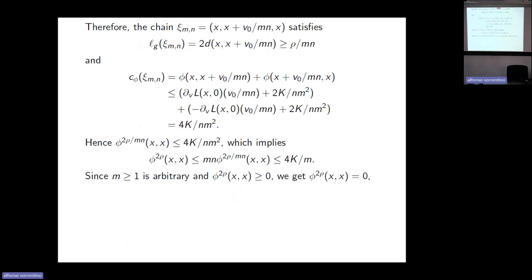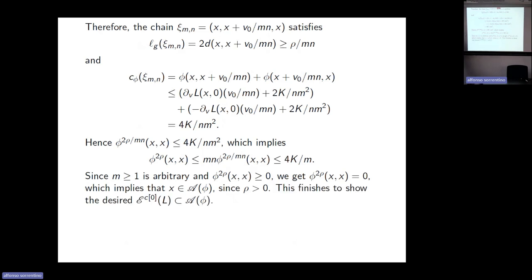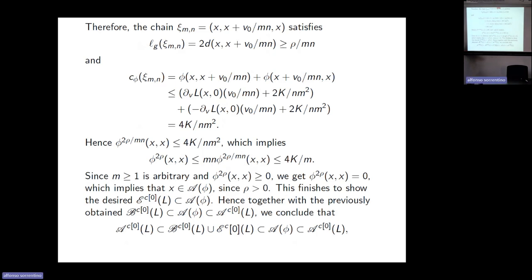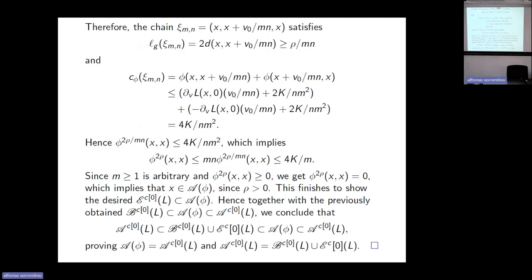Now, m is arbitrarily larger than 1, and therefore, because you know this quantity is non-negative, it's bounded by something which goes to 0, so you get that this quantity is 0. So this implies that x is in the Aubry set of phi. So this phi has to show the desired inclusion, and we conclude that we have the equality also. And that's all. Thank you.